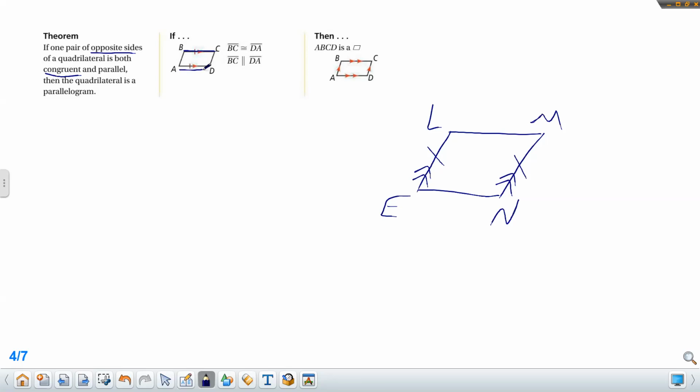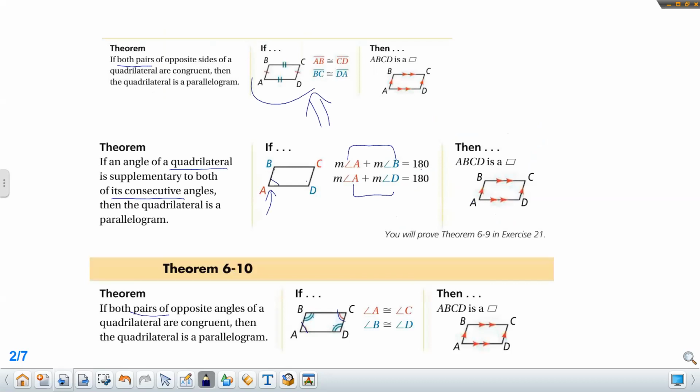So we have 5 conditions. Check them with me. Case number one.